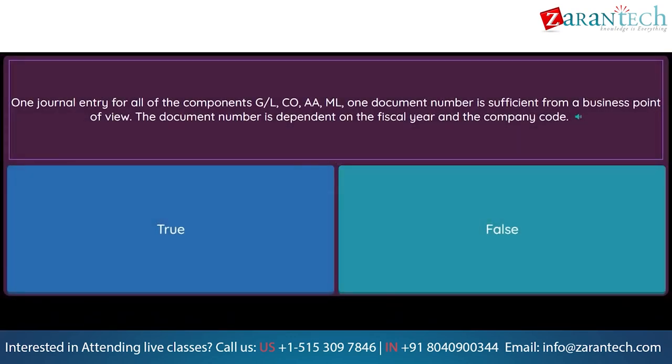Question: One journal entry for all of the components G/L, Co, A, ML, one document number is sufficient from a business point of view. The document number is dependent on the fiscal year and the company code. Option 1: True. Option 2: False.